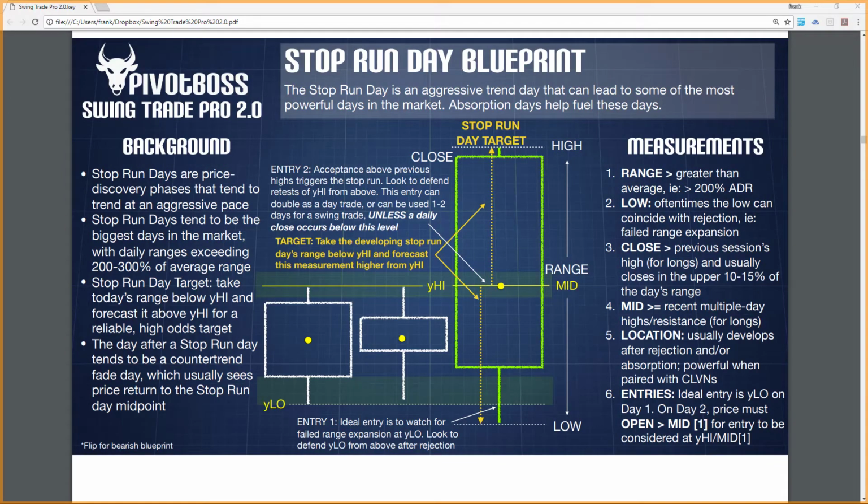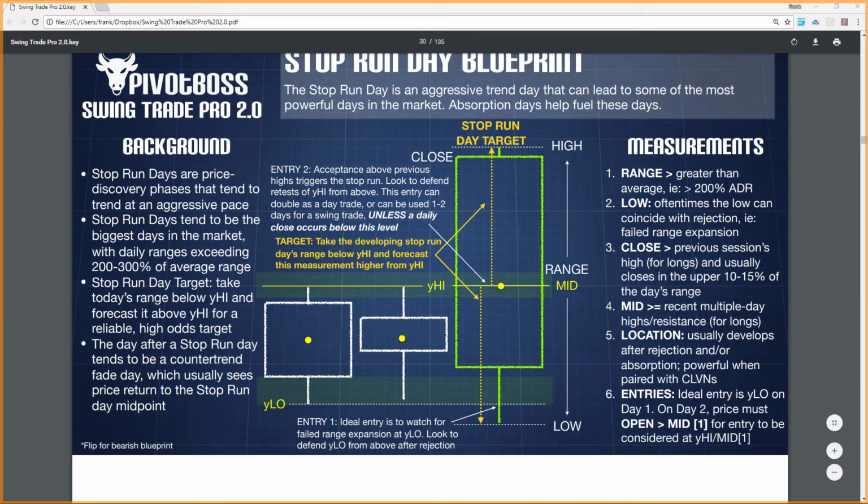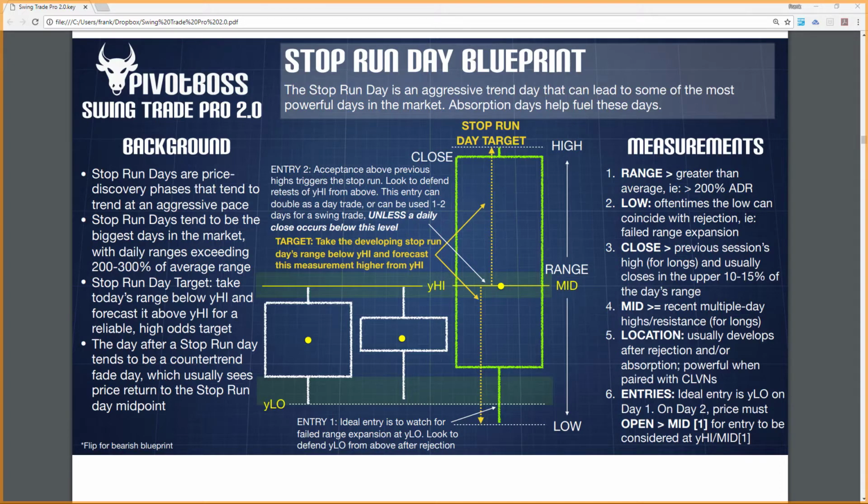Now we're going to talk about the stop run day blueprint. The stop run day is an aggressive trend day that can lead to some of the most powerful days in the market. Absorption days typically develop after a stop run day. Sometimes 1 or 2 days it can happen, but for the most part, a stop run day is significant. It is a huge day that can lead to major, major continuations in the market. So let's talk a little background on this one.